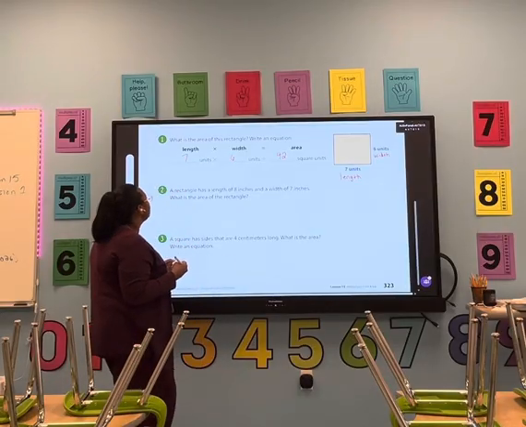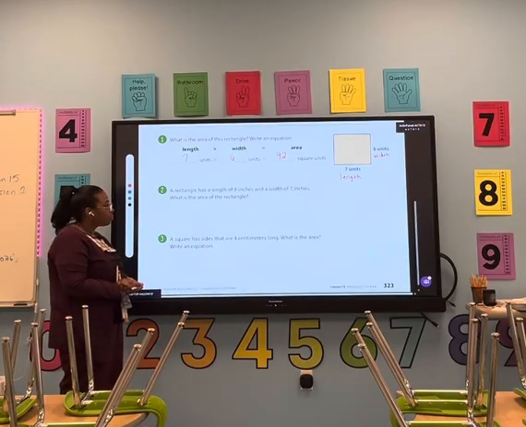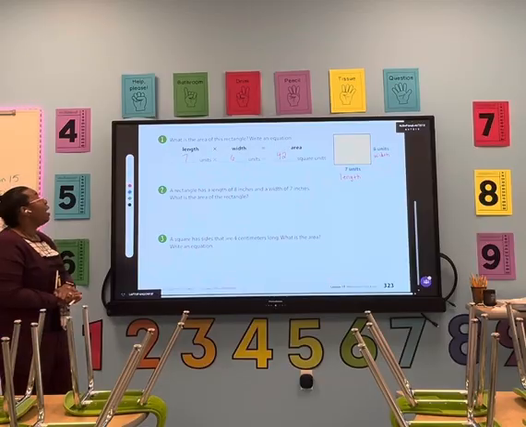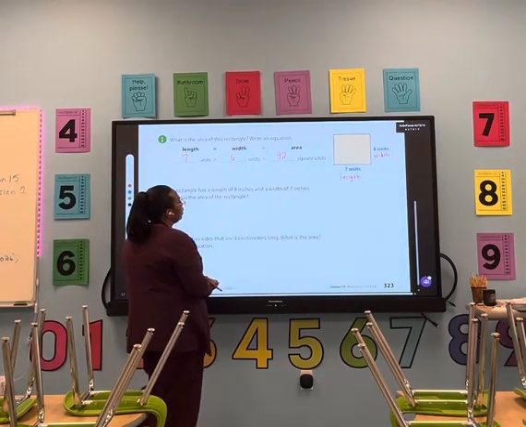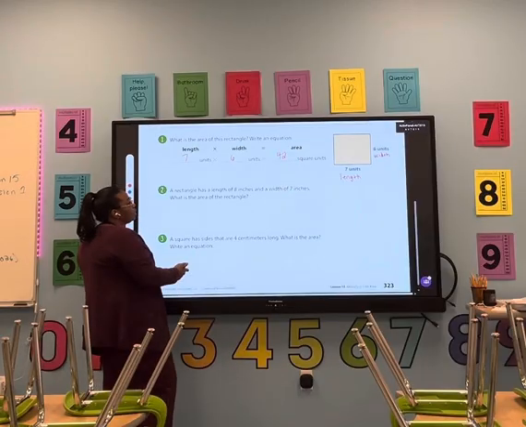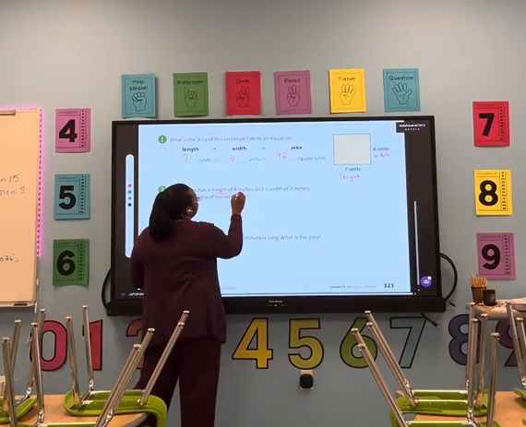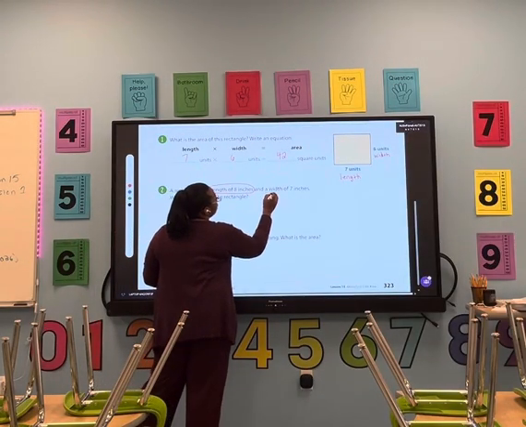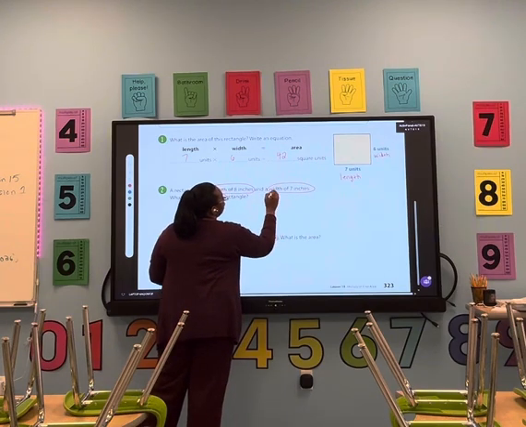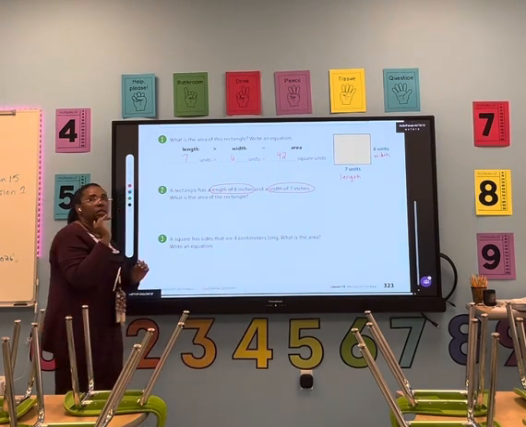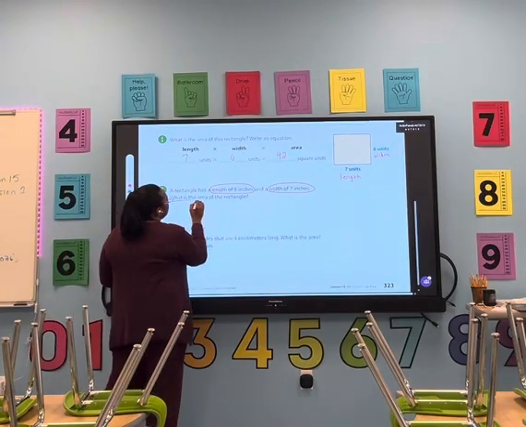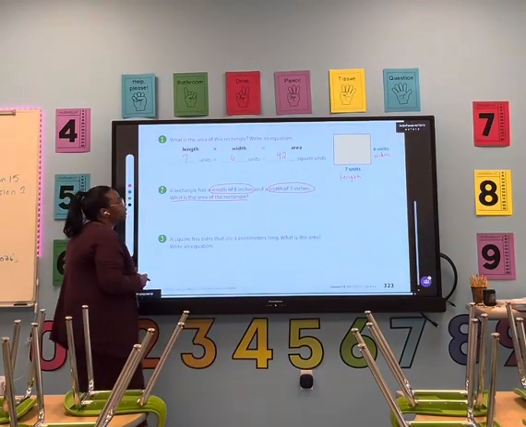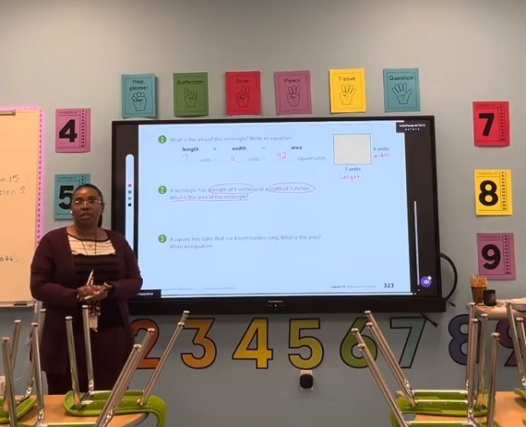Okay, so let's go ahead and go to number 2. So number 2 says a rectangle has a length of 8 inches and a width of 7 inches. So I'm going to circle my important information. I tell my kids to do that so that they know what's important, and underline the question. So the question is, what is the area of the rectangle?